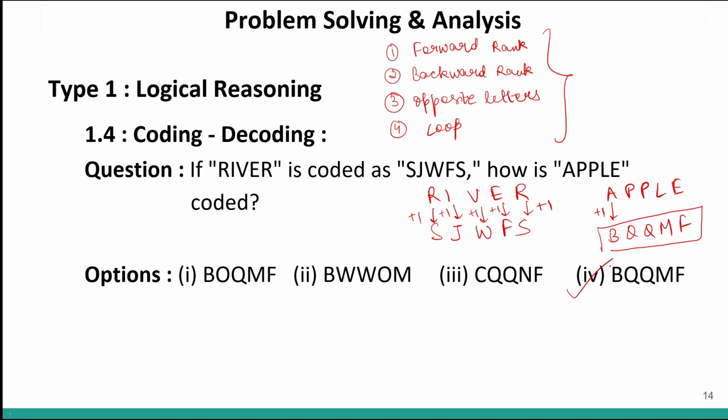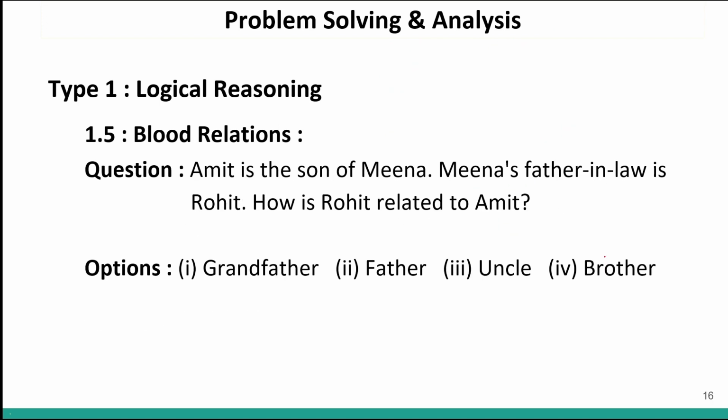So coding, decoding we have already discussed. Now let us come to a new topic, that is blood relations. So in blood relations we deal with 2 things. Number 1 is the actual blood relations. That is, you are my father or my mother or my brother, sister, grandfather. These are all blood relations. Then we talk about in-laws. In-laws means the mother of my spouse or the father of my spouse. That is in-laws. Correct? So in blood relations, we deal with 2 types of relations.